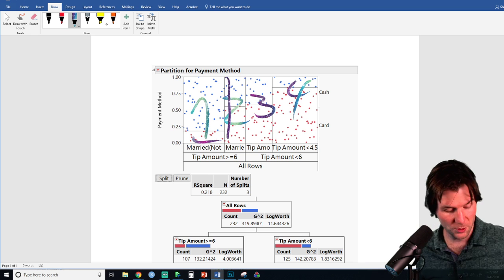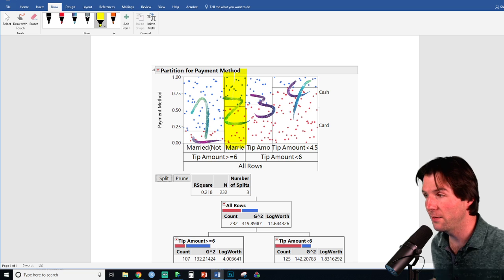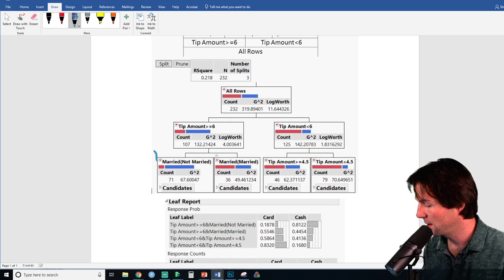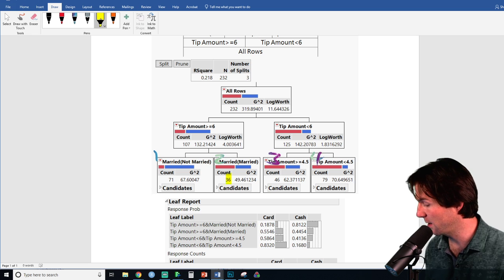Oh, we were supposed to do a highlighter, and we didn't. Here we go. Here is leaf 2. Leaf 2 has the least amount of data in it. So let's look right here. Leaf 1, leaf 2, leaf 3, and leaf 4. Leaf 2 had the least amount of data in it, and leaf 4 looks to have the most.